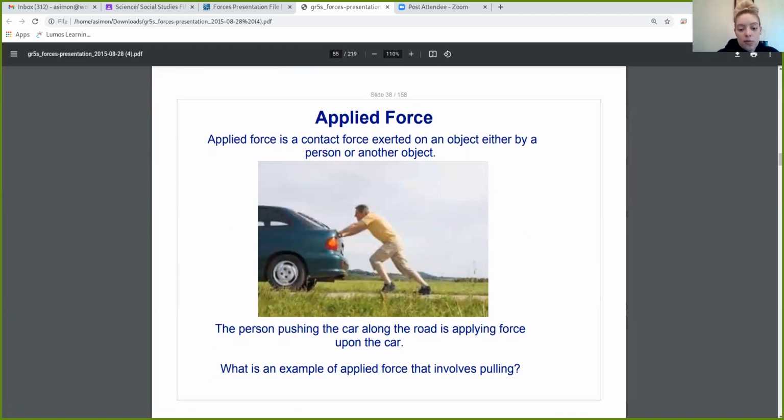All right, so that's as far as we're going to go today, guys. Tomorrow, we're going to get into the specific 3 types of contact forces and what each one is. So I hope that this video was helpful. And remember, force is a push or a pull, and we measure force in newtons.